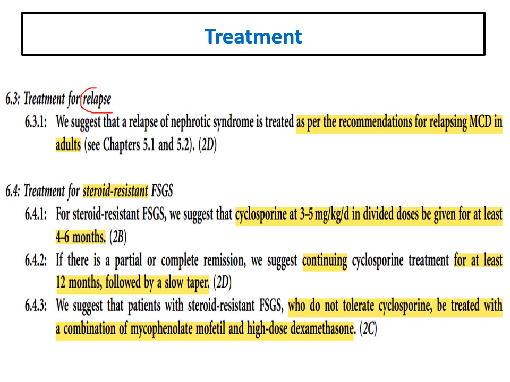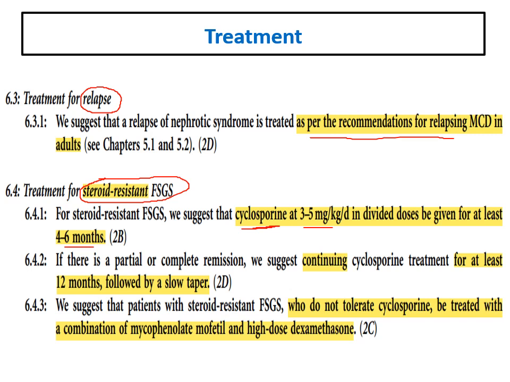Treatment of relapse. Relapse of FSGS is treated as recommended for relapsing minimal change disease in adults, using the same regimen. What about steroid-resistant FSGS? For steroid-resistant cases, we suggest using cyclosporine or tacrolimus, with cyclosporine at a dose of 3 to 5 mg per kg per day in two divided doses for at least 4 to 6 months.